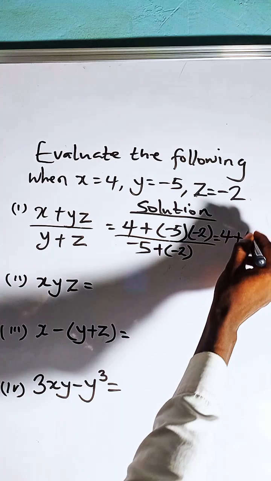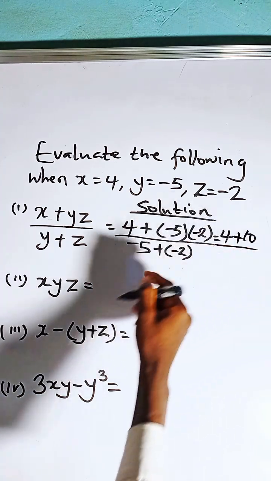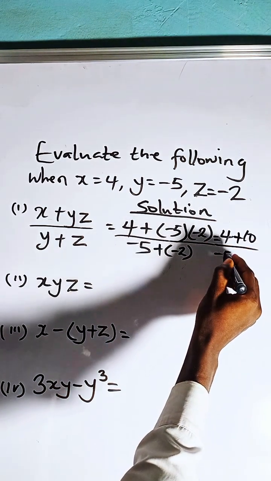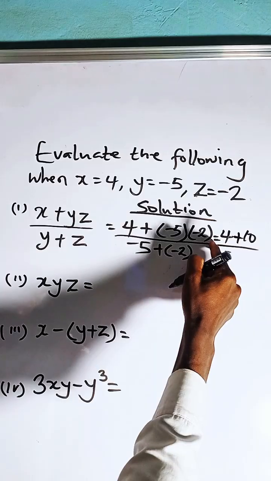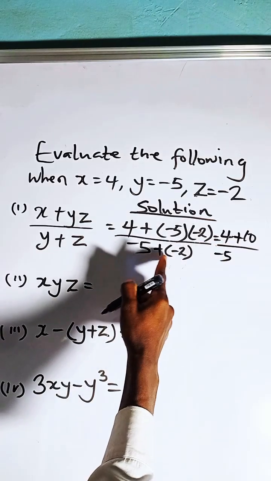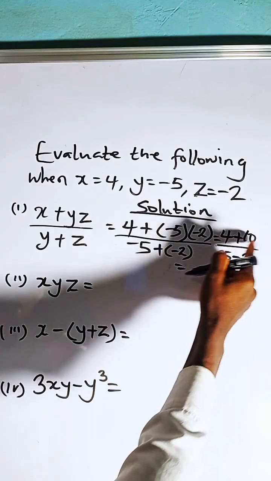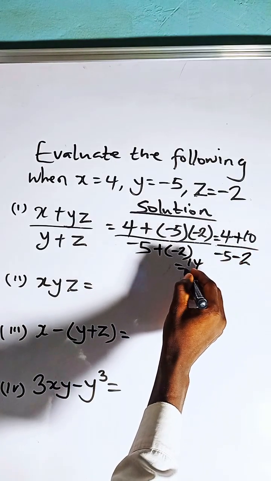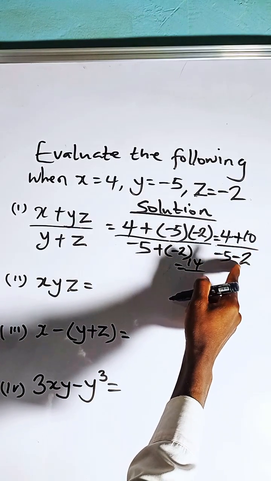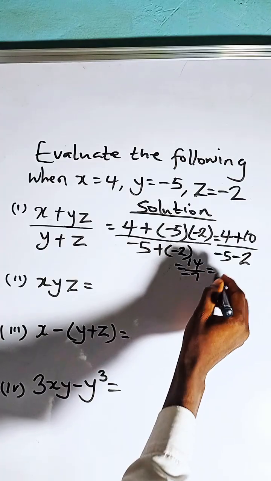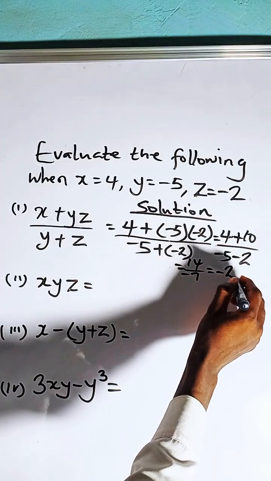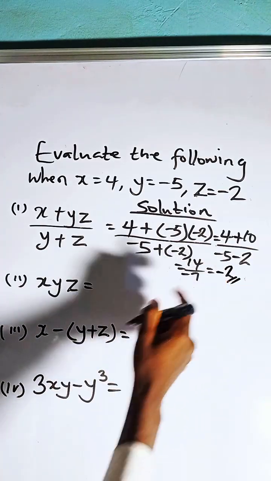So we have 4 plus 10 over -5 plus -2. Plus times minus gives us -2. 4 plus 10 is 14. Dividing by -5 plus -2, which is -7, we have 14 divided by -7, which is -2. That is our final answer.